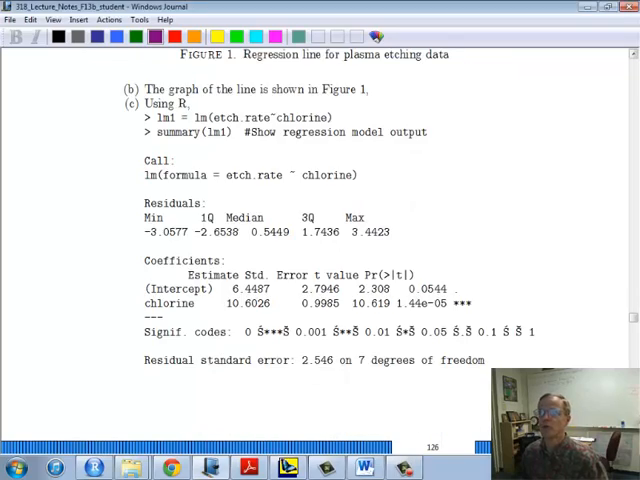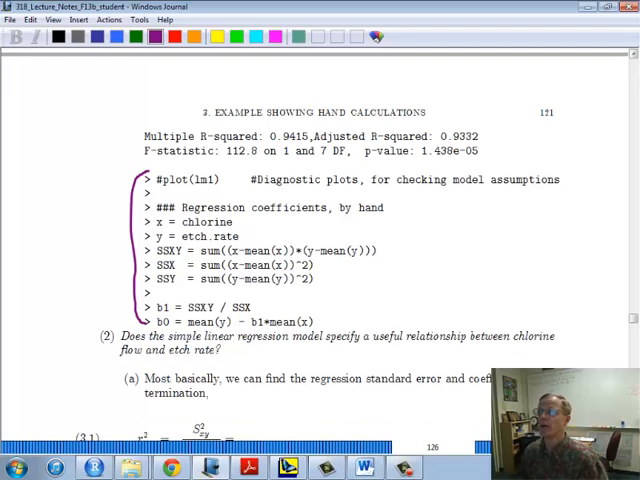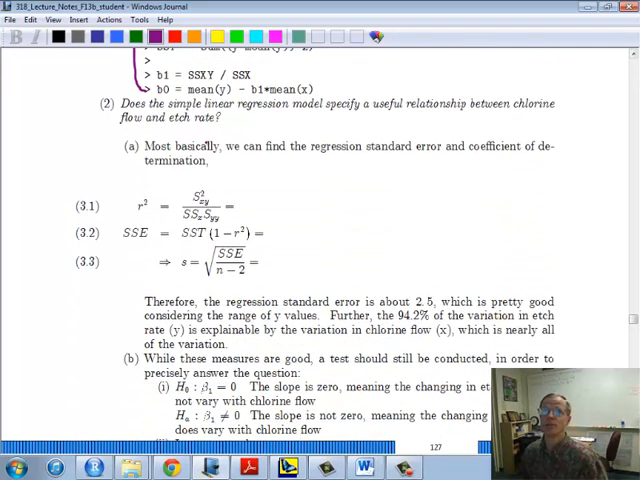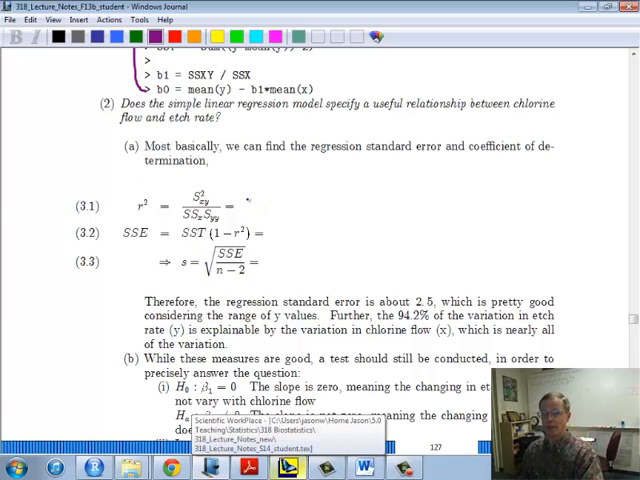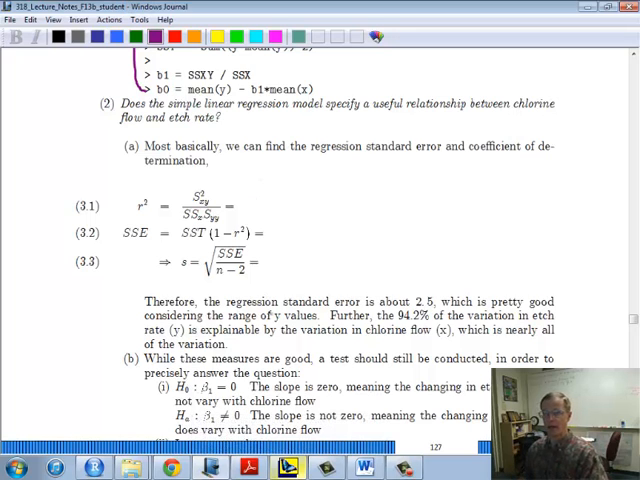Moving on to the next question, we have number 2. Does the simple linear regression model specify a useful relationship between chlorine flow and etch rate? We're going to start off by looking at the coefficient of determination and move on to the residual standard deviation. In R, we can get this number directly, but let's get it by hand here.